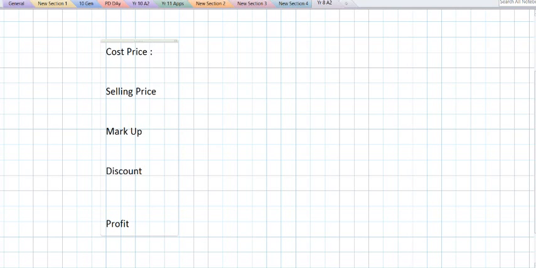Alright, everybody got all the titles and rules up nicely? Alright, so cost price is the price a shop pays for its goods.